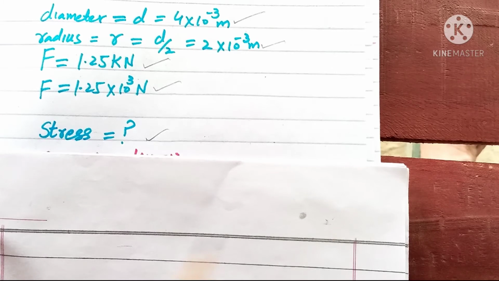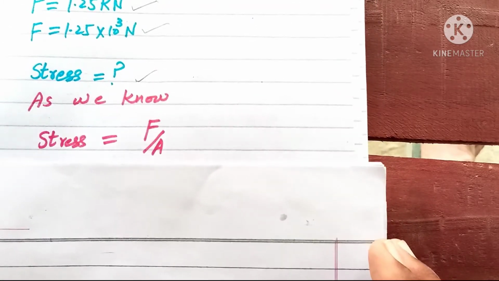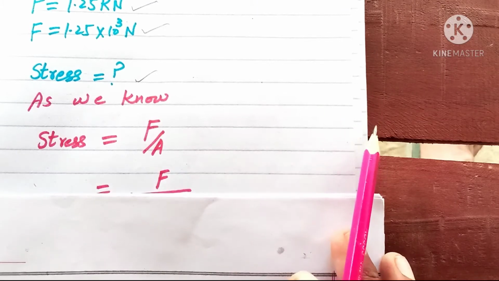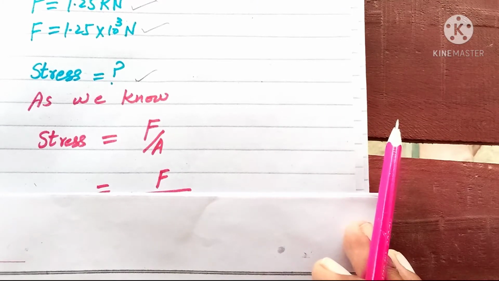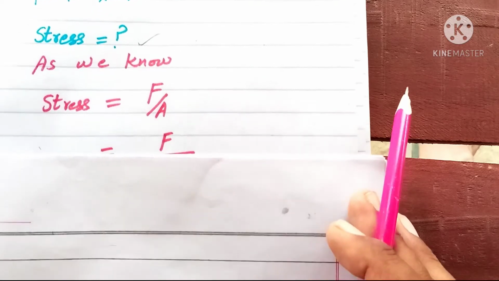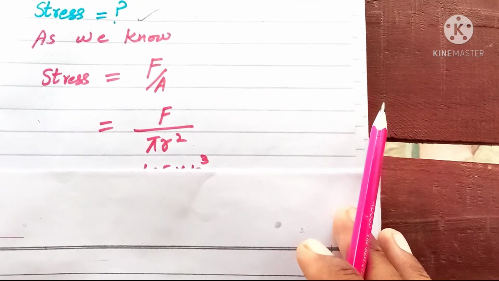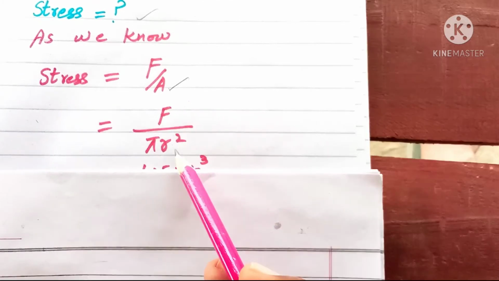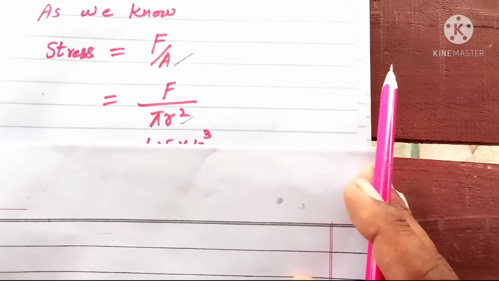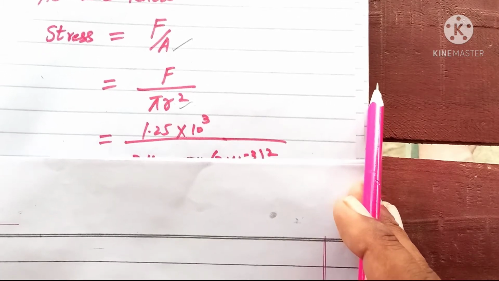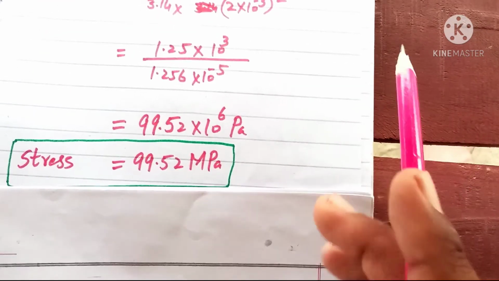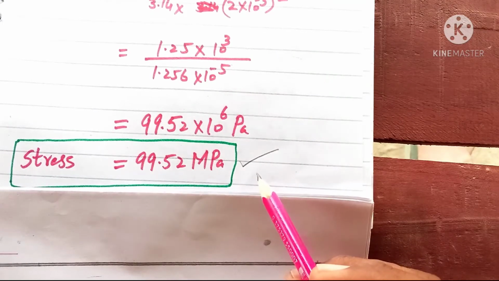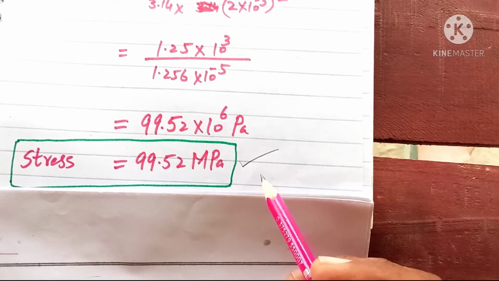As we know, stress is equal to force by area, and we are given force and diameter. So we put the values: F over pi r square, as area is equal to pi r square. So putting the values of F, pi and r, we have the value of stress, which is 99.52 megapascal.